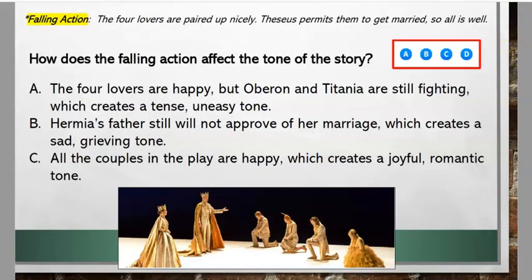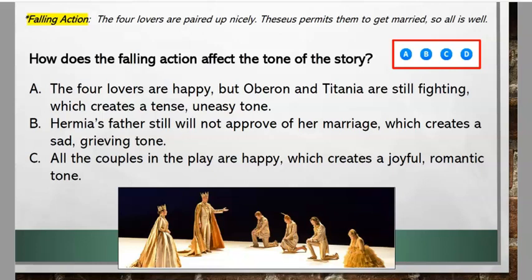So falling action. The four lovers are paired up nicely. Theseus permits them to get married, so all is well. How does the falling action affect the tone of the story?